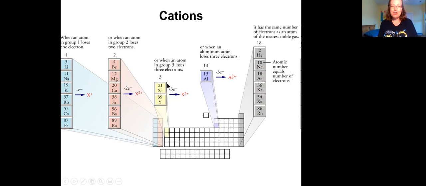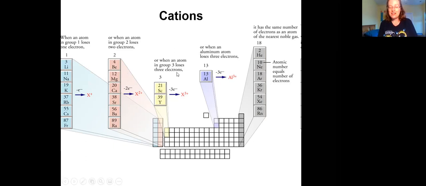And we see that everybody in group 2A follows the same pattern. They lose 2 valence electrons so that they can be like their nearest noble gas. Let's see, calcium. He's right next to potassium. If he loses 2 electrons, he gets a +2 charge. And now he also has the same total number of electrons as argon. They're headed to that cool party with the other noble gases.